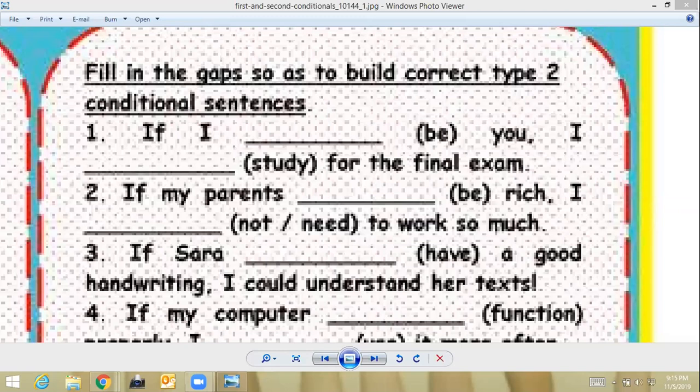Now, let's do the opposite. What's the auxiliary you use when the information is negative? Didn't. And what happens to the verb? When the information is negative, what's the auxiliary? In the past, did. Didn't. What happens to the verb? Base form.